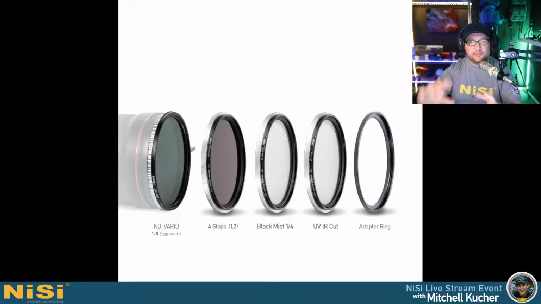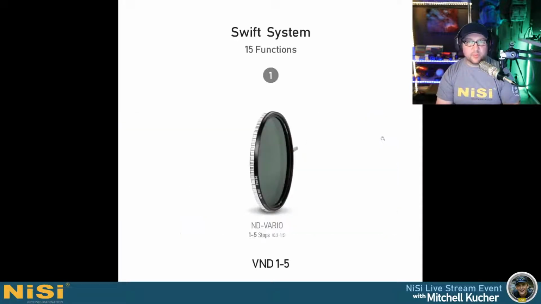Or I could take off that 4-stop filter right here. The black mist filter, the 1/4, the UV IR cut, and adapter ring. So we're looking at the Swift system having 15 functions. It's critical to remember that: 15 functions.